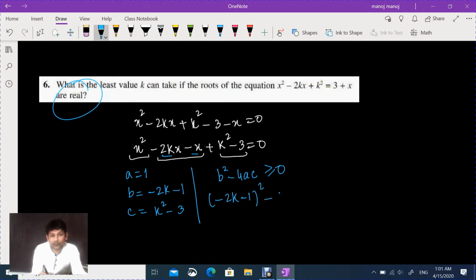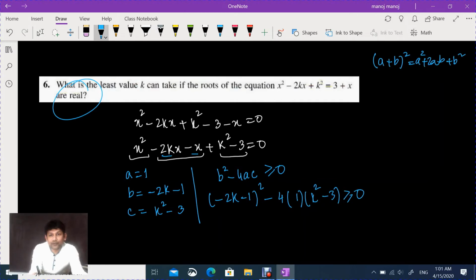Please be careful, I am solving this for you, this is a very important part, and we have this type of question: two negative values with a perfect square, where a is 1 and c is k square minus 3 greater than or equal to 0. In this situation, I am writing something here. When you have (a plus b) whole square, you have to use the formula a square plus 2ab plus b square. There is no problem.